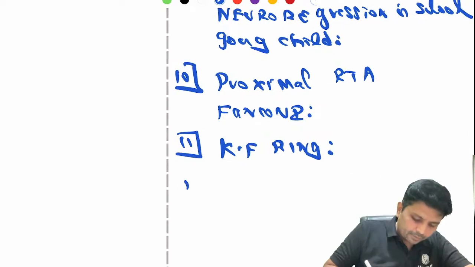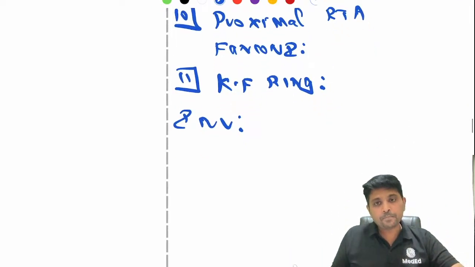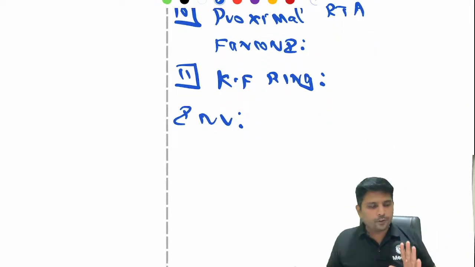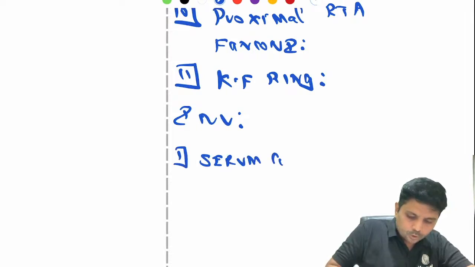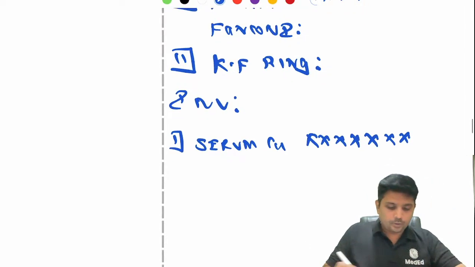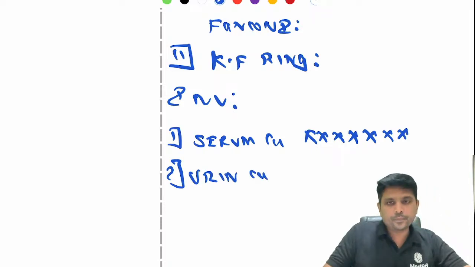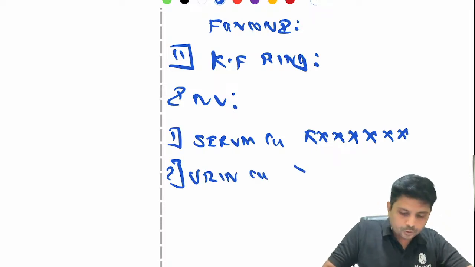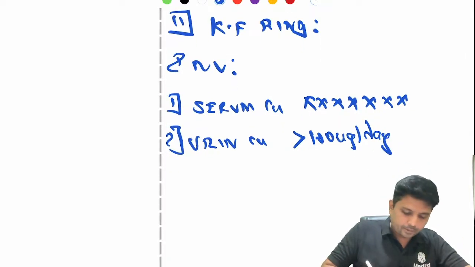What are all the investigations that you need to do for Wilson's disease? One, serum copper, no, you should not do it, unreliable. So what you need to do? Urine copper, yes. Urine copper of more than 100 microgram per day after penicillamine.